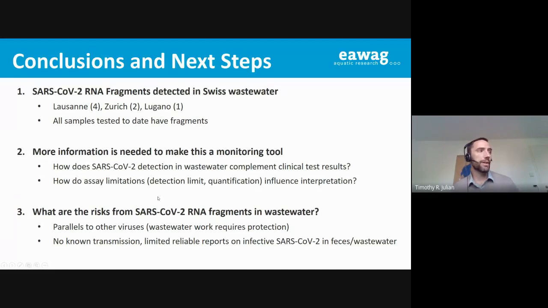And also we're wondering how do assay limitations, this relationship between detection limit and quantification, influence our interpretation? We're also interested in what are the risks from SARS coronavirus 2 RNA fragments in wastewater. And this parallels to other viruses. Wastewater work requires some level of protection because there's a lot of enteric diseases, antimicrobial resistance, and so we need to be protected when we interact with it, of course. But for SARS coronavirus 2, there's no known transmission from this route. And there's very limited reports on the infectivity of SARS coronavirus 2 in feces and also wastewater.